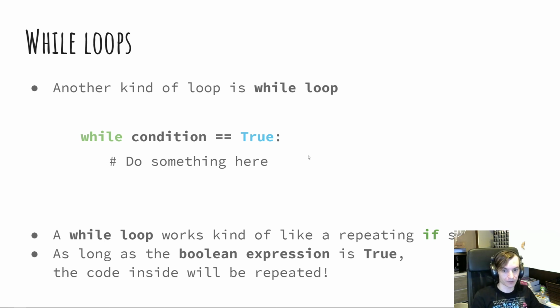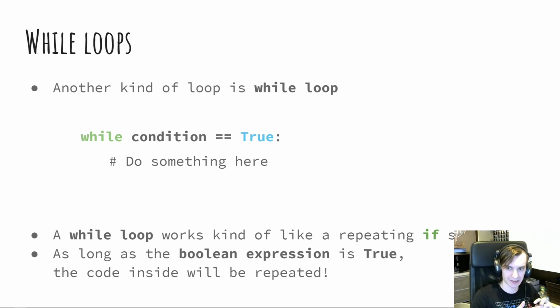Now we're going to talk about while loops. While loops work kind of similarly to if conditions, so if statements. They check a condition. So this is a standard one: while condition equals true, right? That checks to see if this condition is true.